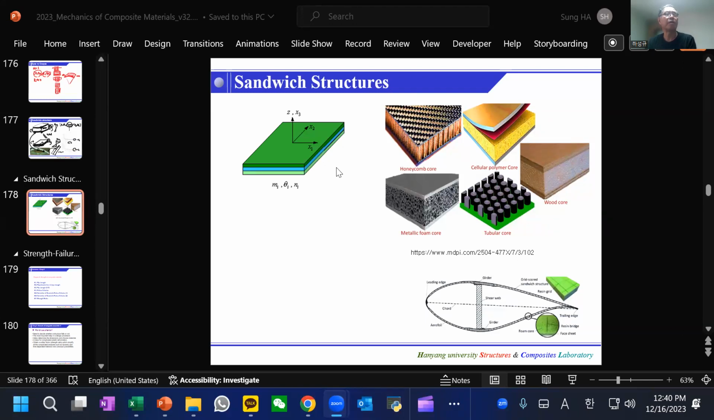So far, we mainly discussed the regular laminate of the plies. But in real structures, there are a lot of sandwich structures, with the core. So today we would like to review why sandwich structures, and what kind of cores we need to use.